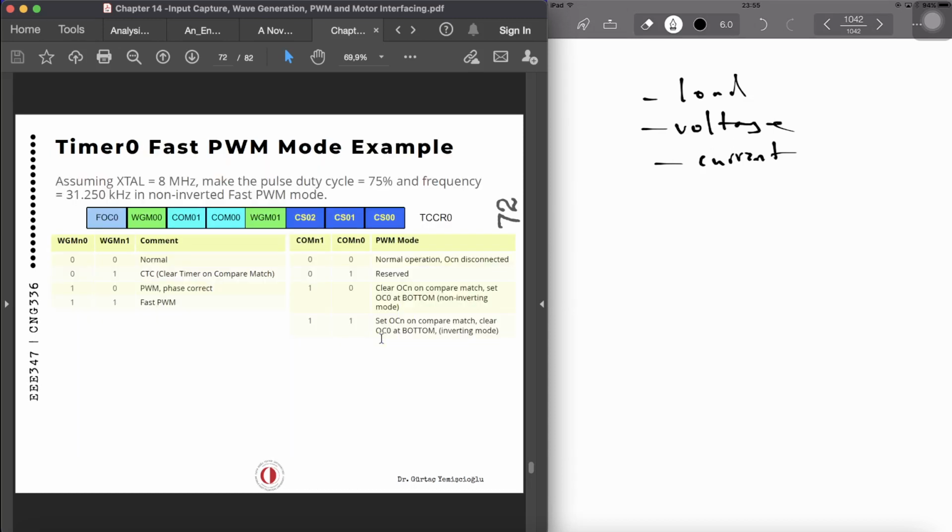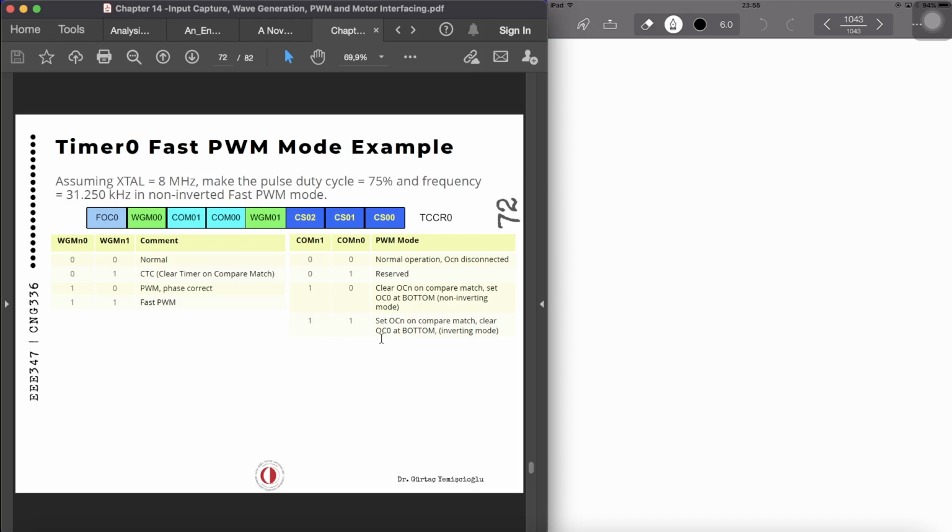So here is the example. We have got an 8 megahertz clock, make the pulse duty cycle 75% and frequency 31.250 kilohertz in non-inverting fast PWM. Okay, so what do we need to know? We know the duty cycle, we know the frequency of the wave, and it has to be non-inverted fast PWM.